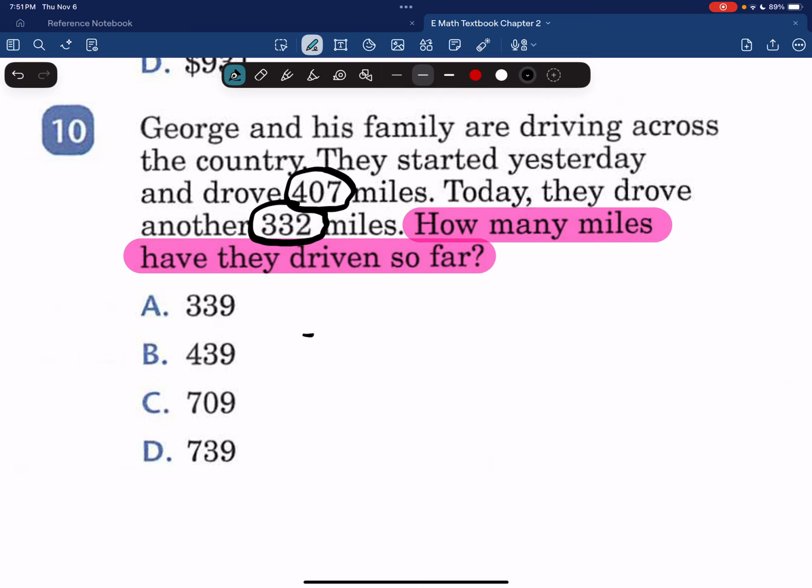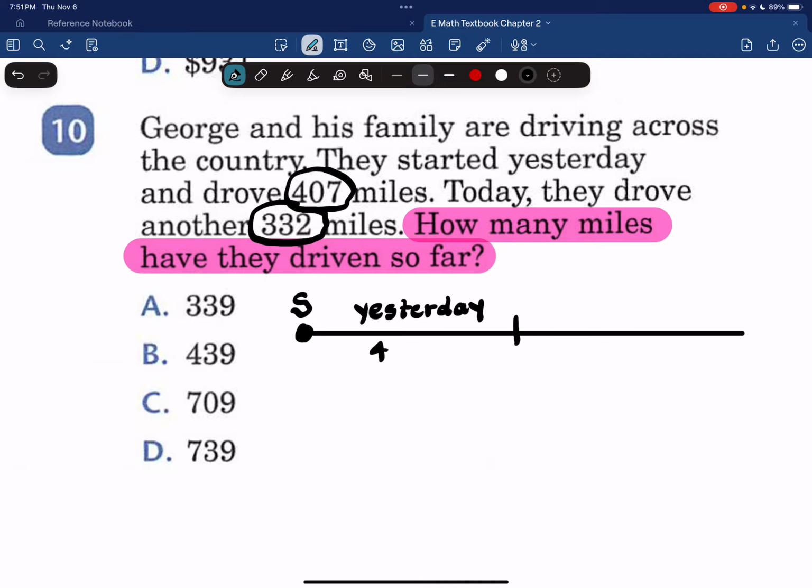And in this particular case, I'm going to use a number line. And I'm going to put the starting point. You could also call that yesterday because that's when they started. But I'm going to use S for start. And I'm going to put a line here. This is going to be my yesterday. And it tells me that they drove 407 miles yesterday.